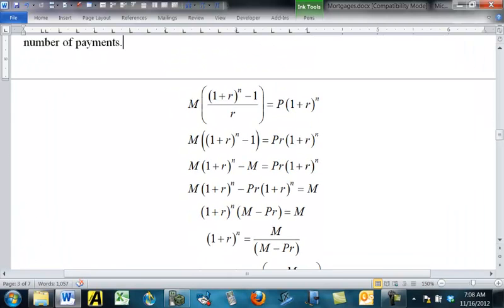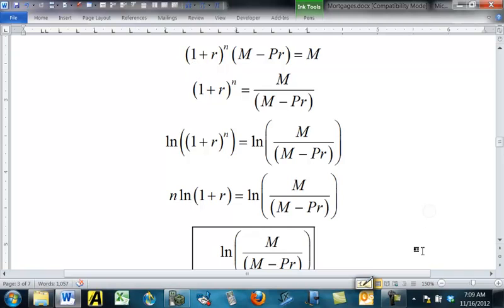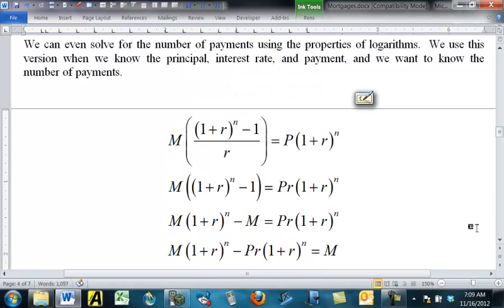Now, we can also solve for N. This is a little bit harder to do, but we can use some of our properties for solving exponential equations to solve this for n. Now, we've got n's on both sides, so the first thing I'm going to do is multiply both sides by r. Then I'm going to distribute the m on the left, and so now I have the third line here, m times 1 plus r to the n minus m equals pr times 1 plus r to the n.